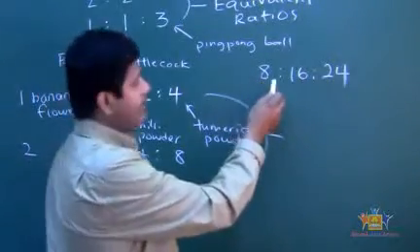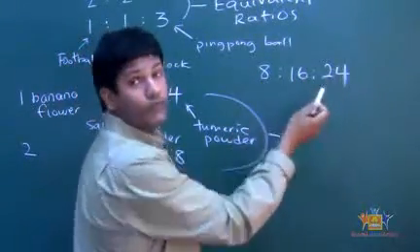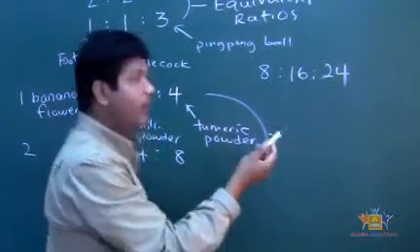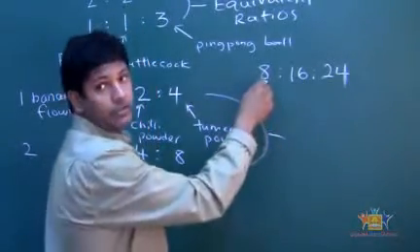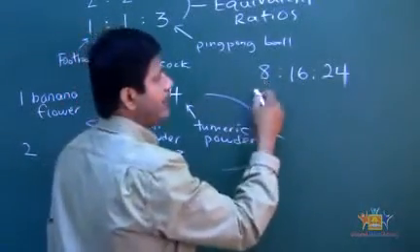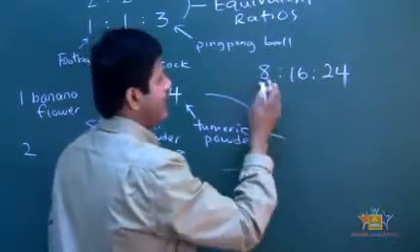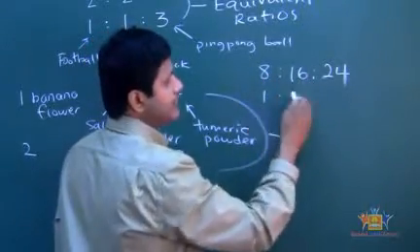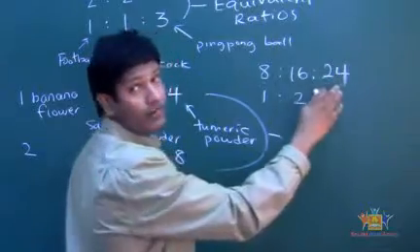8 can be divided by 8, 16 can divide by 8, 24 can divide by 8. See that? Well, you say, Mr. Mac, why don't I start with 2? Yes, you can do 2, but 8 will take you to the answer right away. Let's say 8 divided by 8 is 1, 16 divided by 8 is 2, 24 divided by 8 is 3.